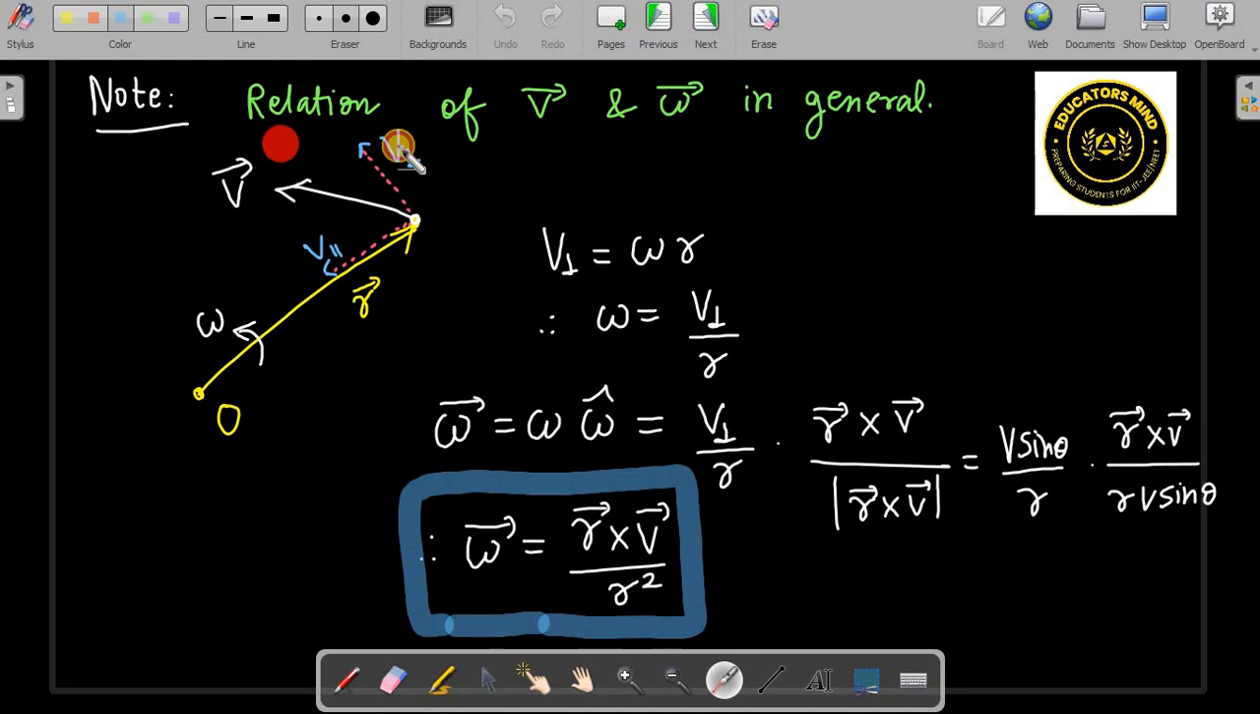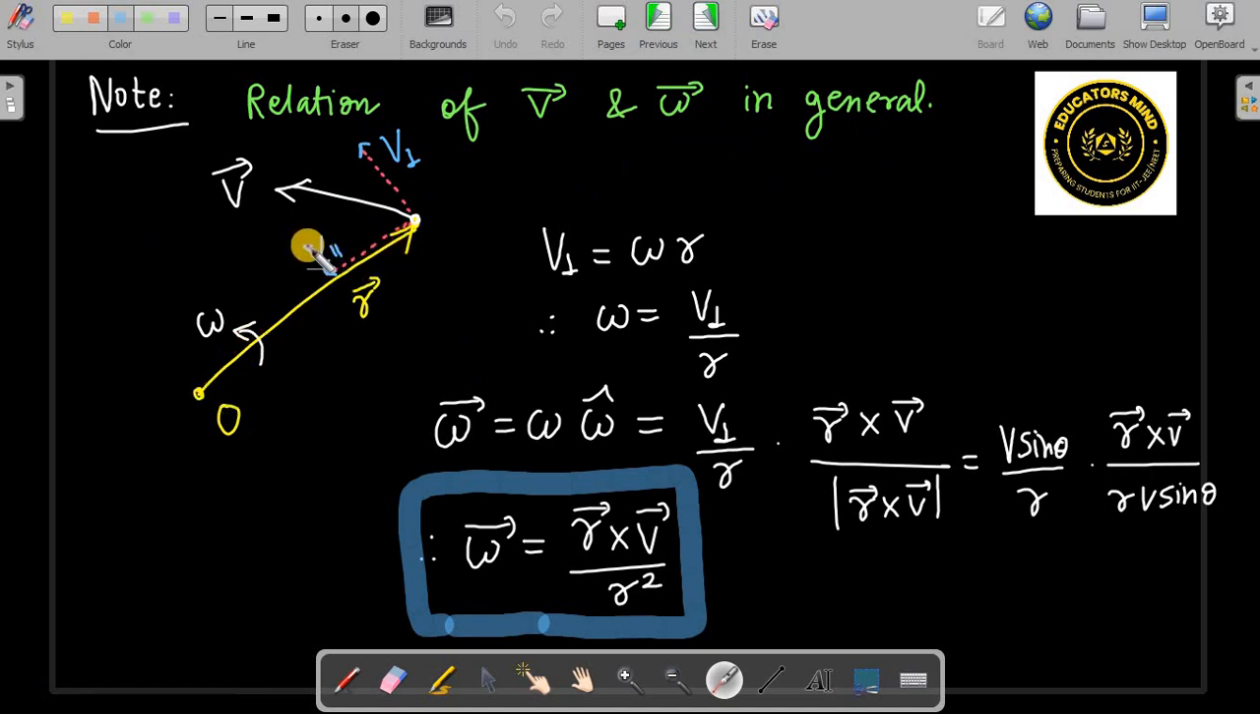Next we have to understand the relation between v vector and omega vector, and this is a very important thing, because textbooks don't mention it completely. This concept you have to understand. In general, let us say the body is not going in a circular path. It may go in a different path. It does not matter. Still we can try to find out what omega vector is.